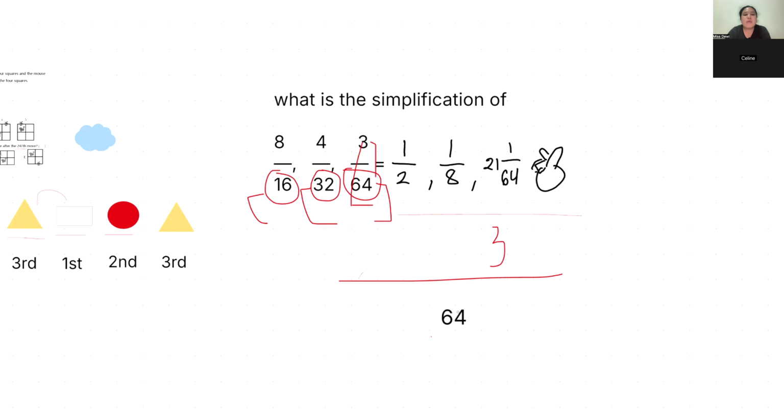Next, 64 divided by 32. Yeah, it makes 2, correct? 2 times 4 makes 8. Okay, next. 64 divided by 16 makes 4. Okay, and 4 times 8 makes 32.